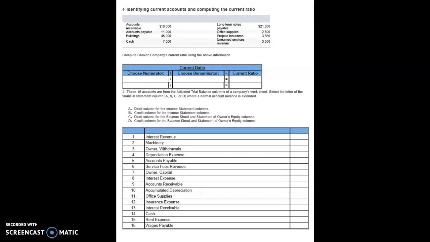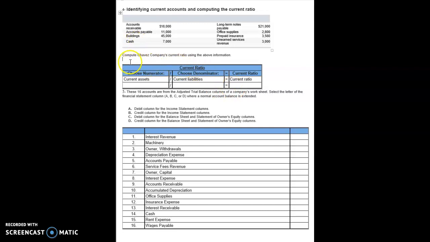All right, so for number 4, it's asking us to identify the current accounts and compute the current ratio. To compute the current ratio, we need to know the formula. The top part of it is going to be current assets, and we're going to divide that by current liabilities. That's going to give us our current ratio. Now we have to figure out what amount of current assets and what amount of current liabilities we have.